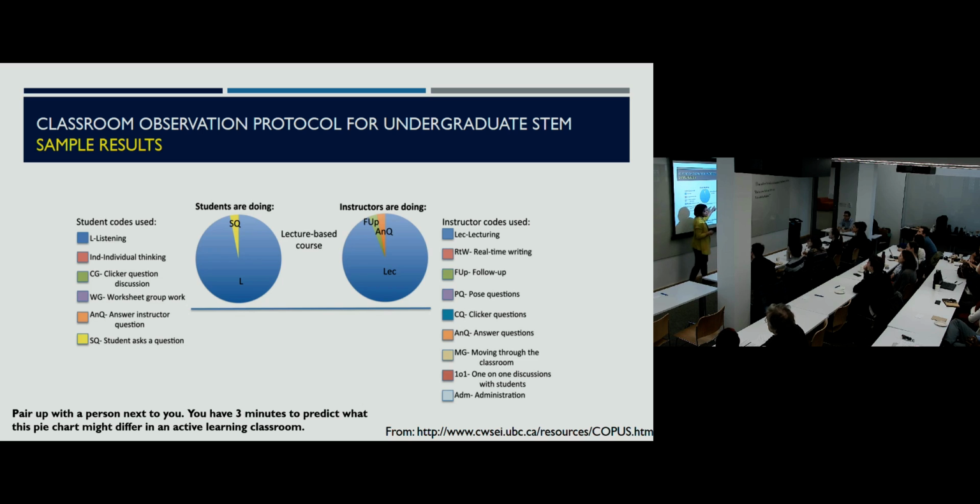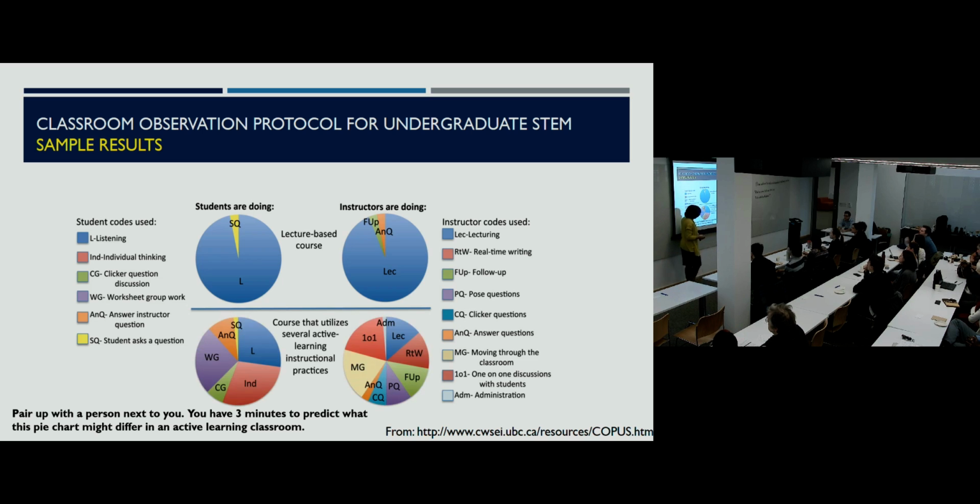How about the instructors? What would their pie chart change to? What would it look like more of? A lot of purple. A lot of purple? Okay, so if they were posing questions, they could potentially be posing questions, and it would in general be a little bit more colorful. So this is a course, for example, that might utilize a lot of different active learning techniques, okay? So you see diversity in this pie chart.